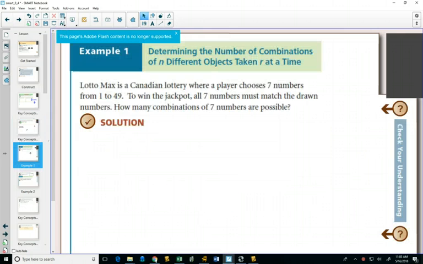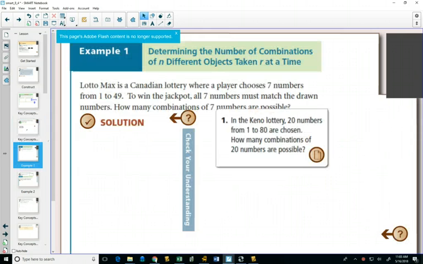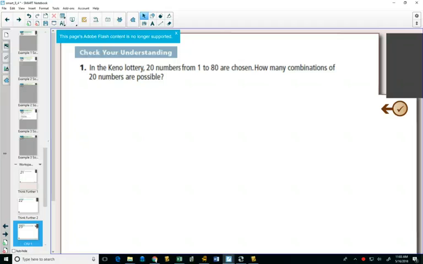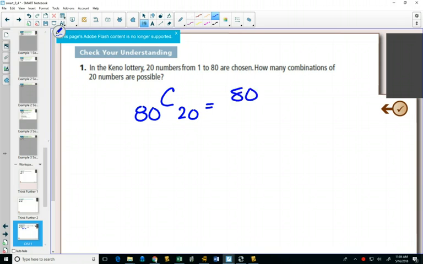So if we look at example 1, Keno lottery, 20 numbers are chosen from 80. The order doesn't matter. How many different possibilities are there? And like I said before, we're going to use the formula a lot. If you have 80 items or 80 numbers and you choose 20 of them, you'll write it like this. You'll put that directly into your calculator as the formula.